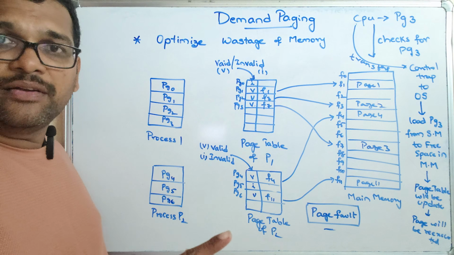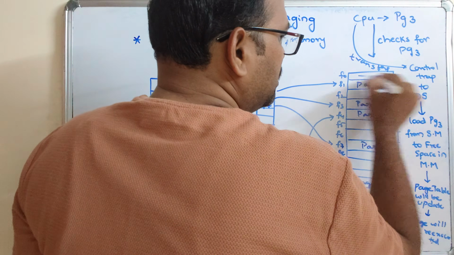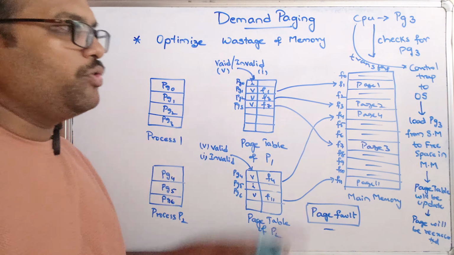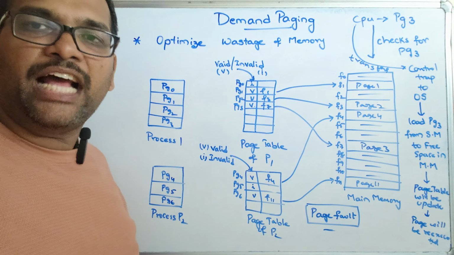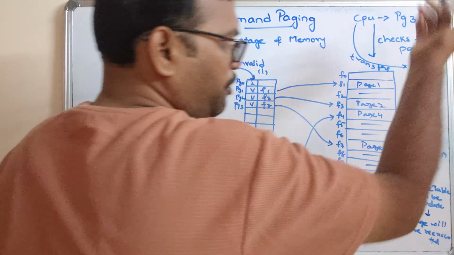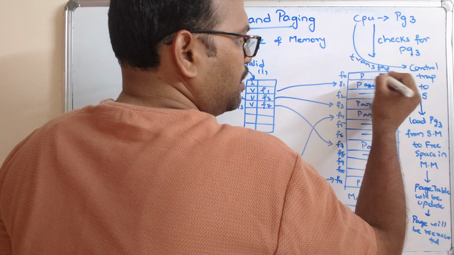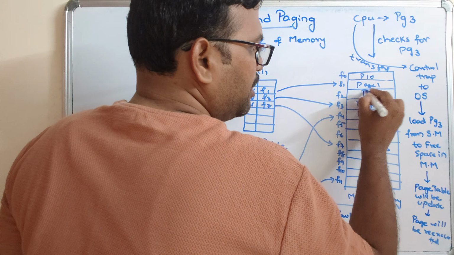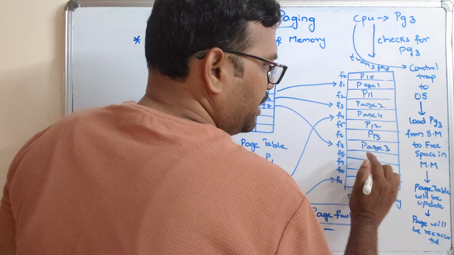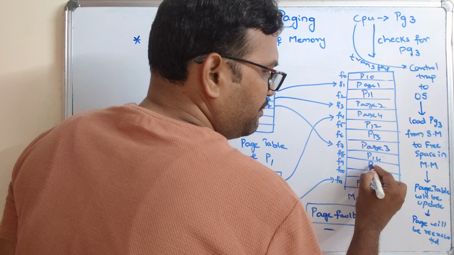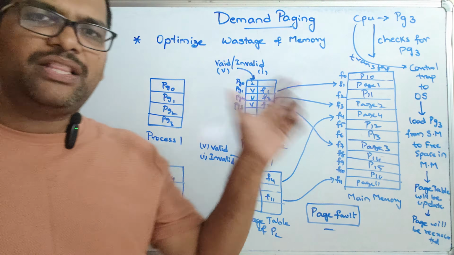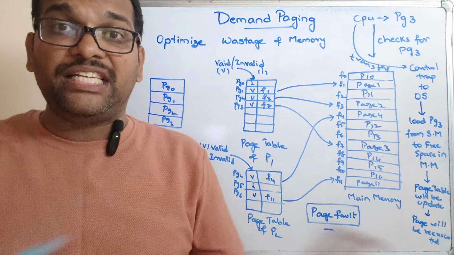Now, there is one more question. For example, suppose the rest of the main memory is also filled with some other processes. Now you can observe the complete main memory has been filled with all processes. For example, there is one more process, so let it be P10, and here there is P11, P12, P13, P14, and P15. Let us imagine that. So the main memory is completely filled with all the pages. There is no free space.